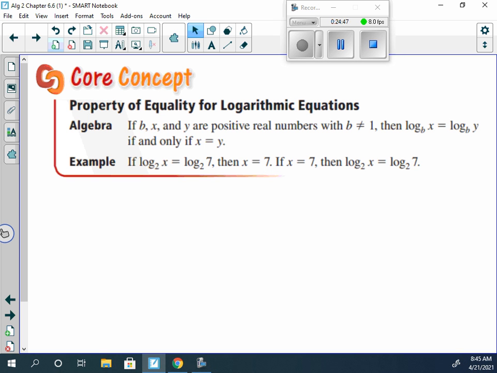Now the other property we're going to look at today is the property of equality of logarithmic equations. If b, x, and y are positive real numbers with b not equal to 1, then log base b of x is equal to log base b of y if and only if x is equal to y.